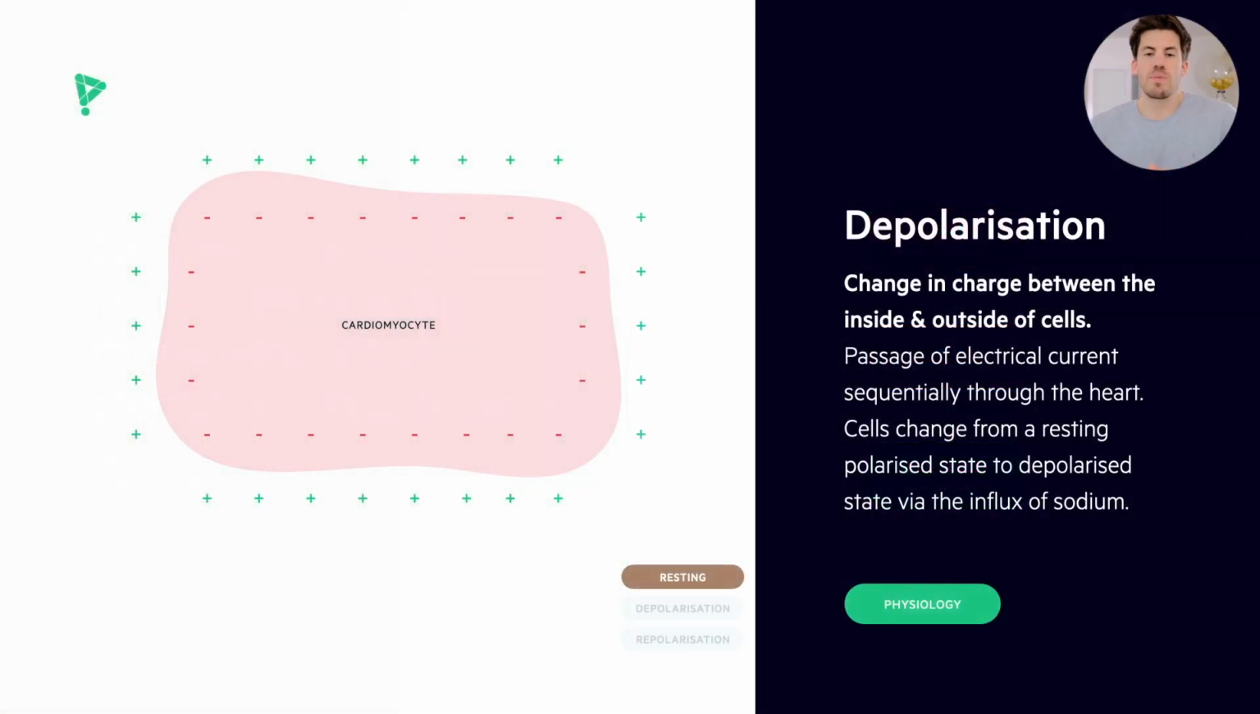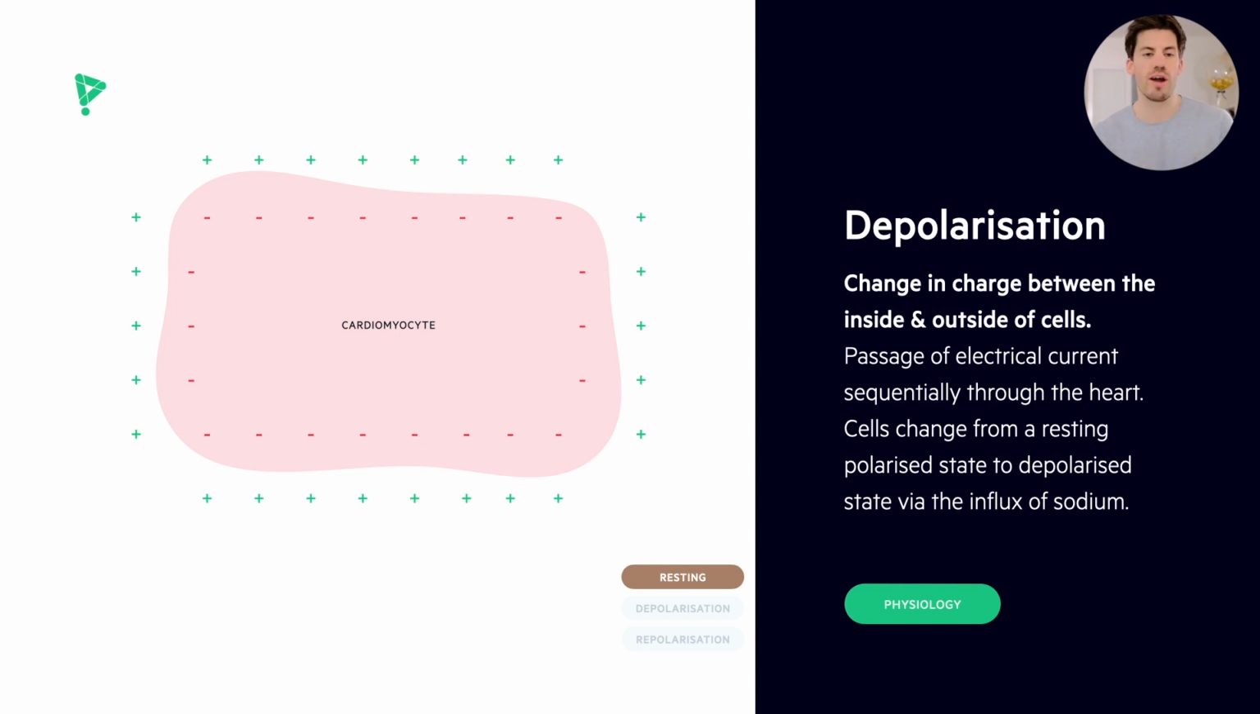So let's look at depolarization a little bit quicker, because this will help us work out why we're getting these different spikes and different waveforms on the ECG. So depolarization essentially is the change in charge between the inside and outside of cells, leading to initiation of electrical activity. So the passage of electrical current sequentially through the heart occurs when we have a wave of depolarization. And cells change from a resting polarized state to a depolarized state via an influx of sodium.